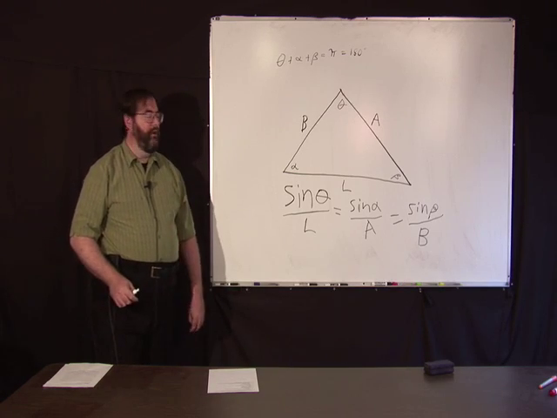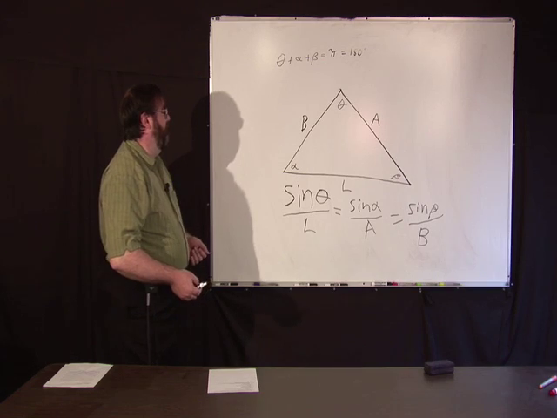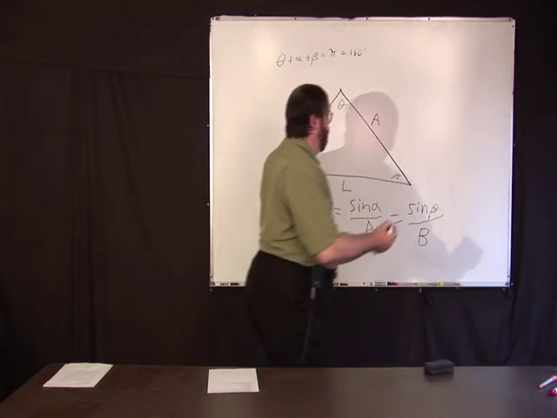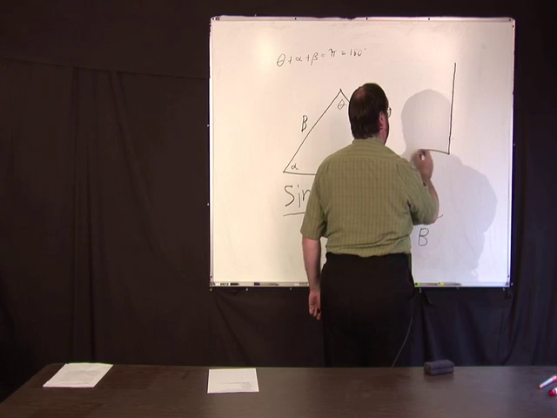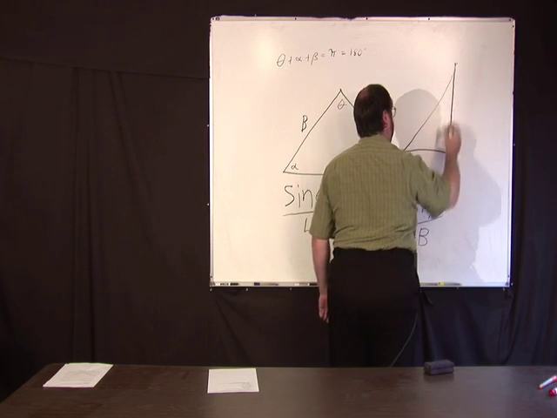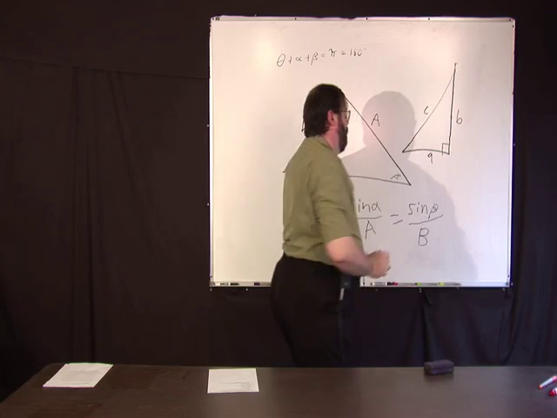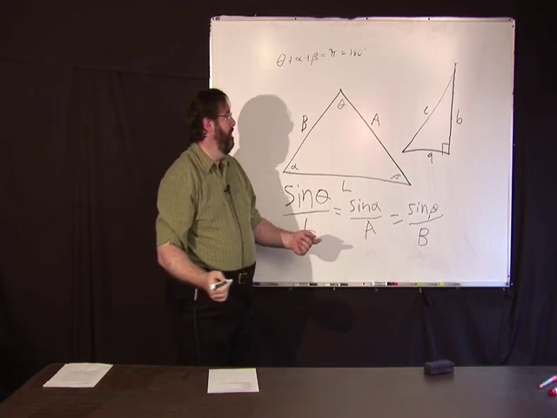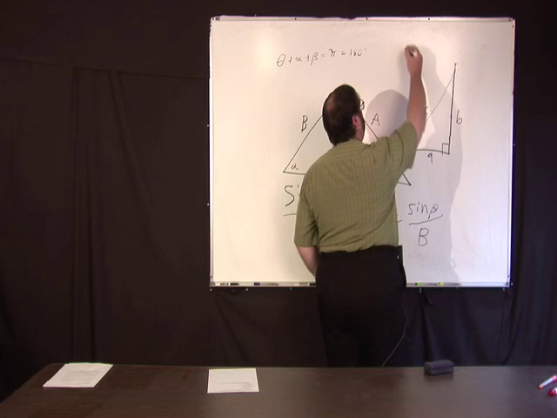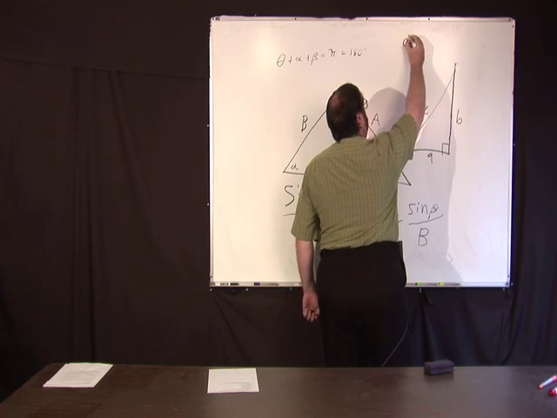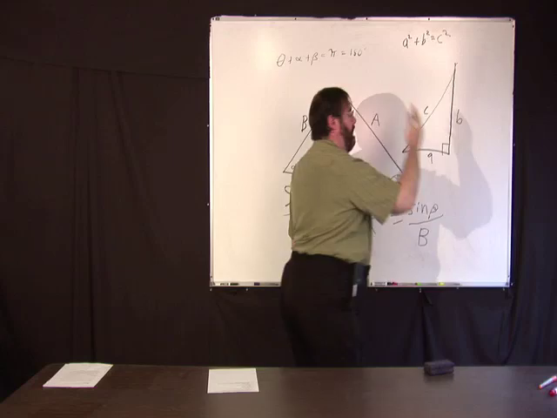There's also a subset of triangles, which should be a review for everybody watching this. A right triangle is a special type of triangle that has a right angle, or a 90-degree angle, or a pi over 2 angle. Then we have the famous Pythagorean theorem for the sides of a right triangle, where c is the hypotenuse, the side opposite the right angle: a squared plus b squared equals c squared.